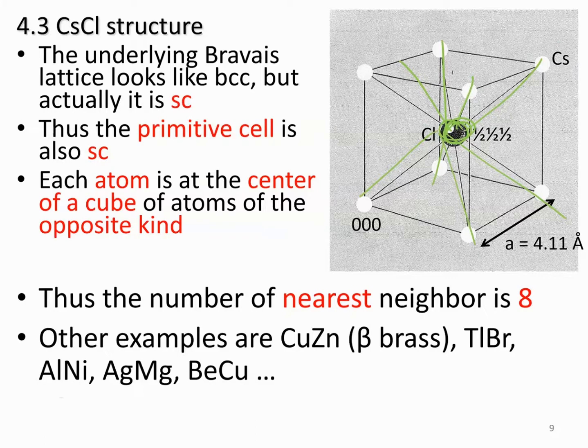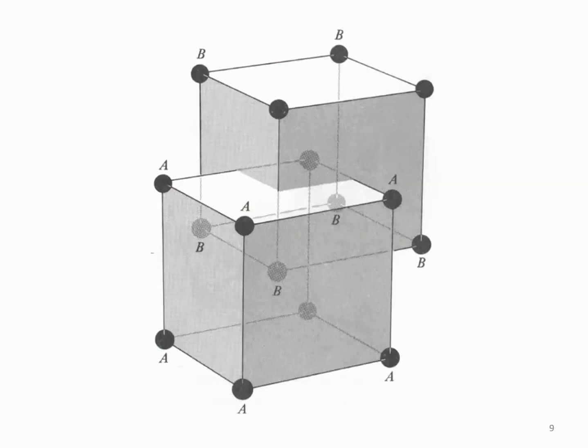There are other examples similar to this one, like CuZn, TiBr, AlNi (aluminum nickel), AgMg (argentum, magnesium), and beryllium copper. Why do I consider CsCl as a simple cubic, but not body center cubic?